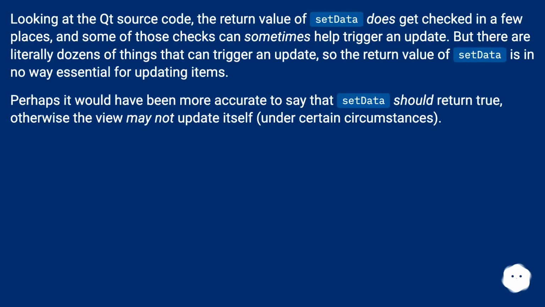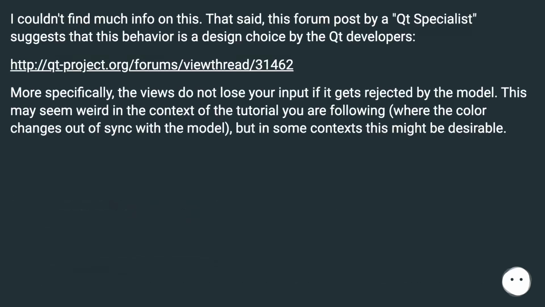Looking at the Qt source code, the return value of setData does get checked in a few places, and some of those checks can sometimes help trigger an update. But there are literally dozens of things that can trigger an update, so the return value of setData is in no way essential for updating items. Perhaps it would have been more accurate to say that setData should return true, otherwise the view may not update itself, under certain circumstances. I couldn't find much info on this.